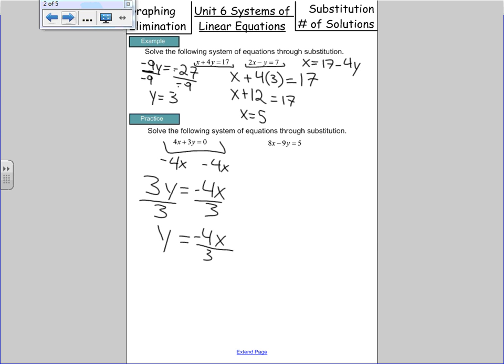Beautiful. Step 1, choose an equation. Step 2, isolate a variable in that equation. Step 3 is I have to now substitute this in somewhere. You have to substitute it into the other equation that we haven't worked with yet. So let's do that. 8x minus 9 times, and you substituted all this stuff for y, so times negative 4x divided by 3 is all equal to 5. You can see how this algebra can get confusing in a hurry.